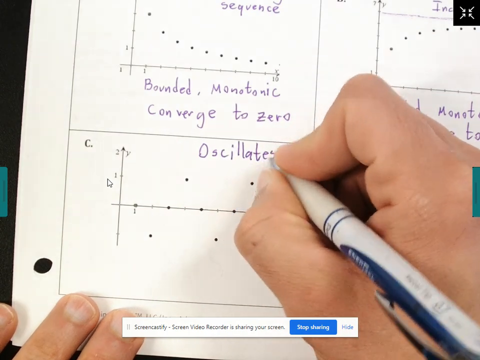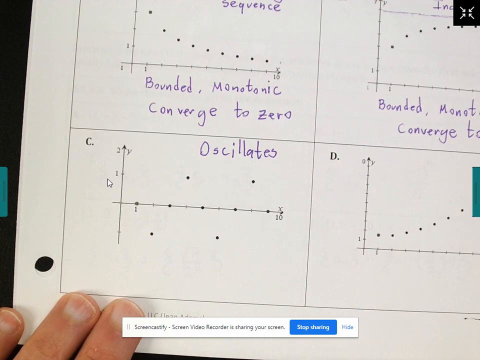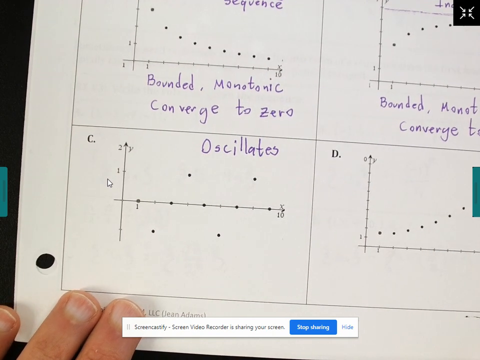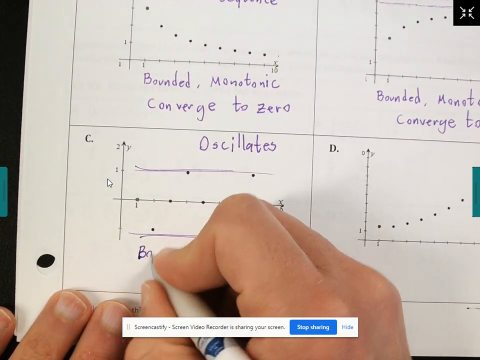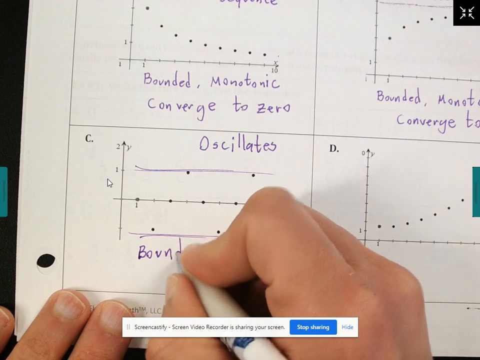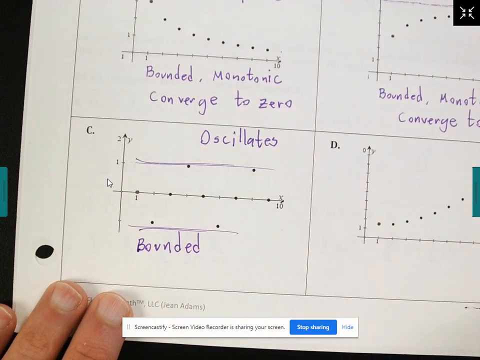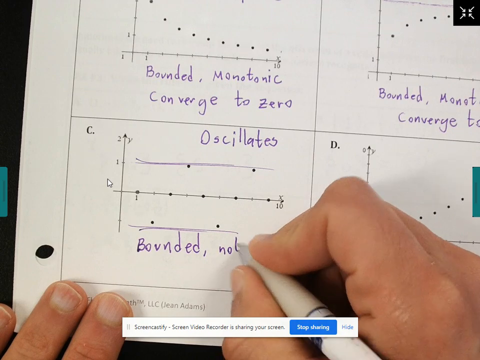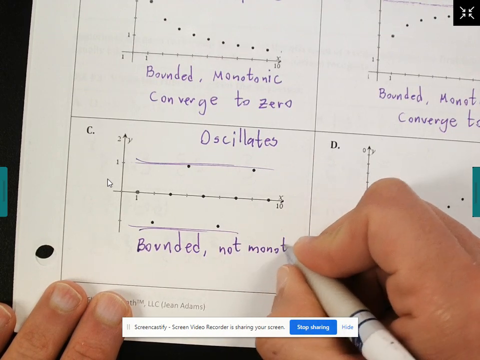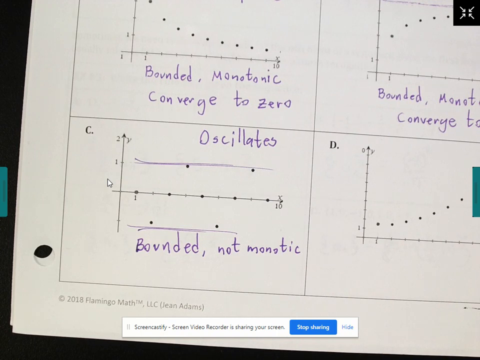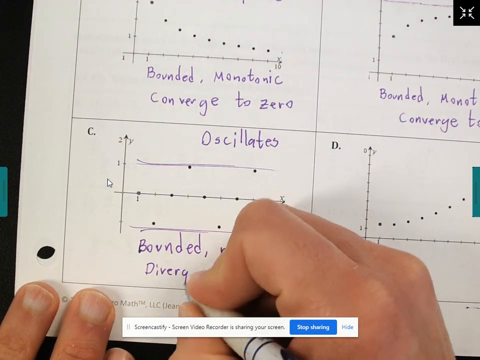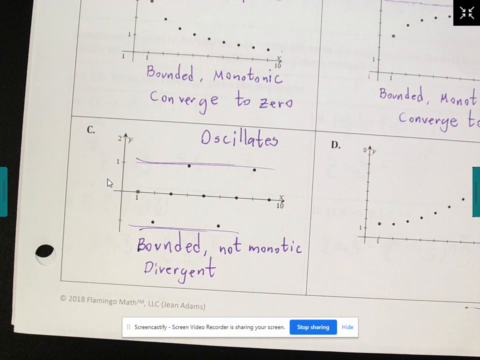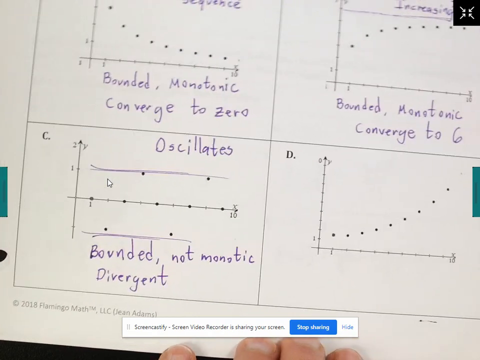We can agree this is oscillating, right? Is this bounded? It is. It doesn't go below here, and it doesn't go above that. So it is bounded. Is it monotonic? No, because it's not increasing, at least not consistently. If it's oscillating, it's not going to be. It either has to be increasing or decreasing or constant. And it's divergent. Divergent means it's not going to go to one single point.